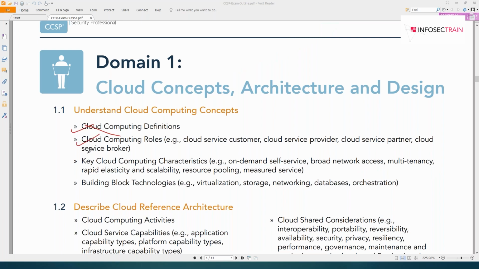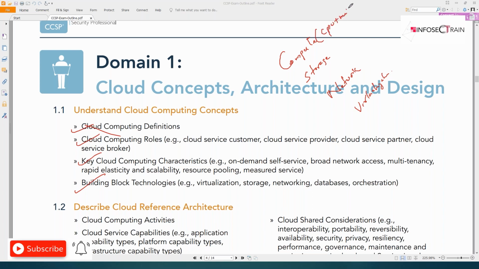And finally, the very important thing, the building block technologies. When I say building block technologies, we have virtualization, storage, network, database, and orchestration. We already discussed that, right? When somebody asks you what are the key characteristics or key factors the cloud is built on, you can say compute, storage, network, and virtualization. So these are the four main things the cloud is built on. Compute stands for the CPU and memory. We have storage, we have network, and we have virtualization. So as a cloud service consumer, you have to understand that these are the things a cloud platform is built on. Okay, that's it.